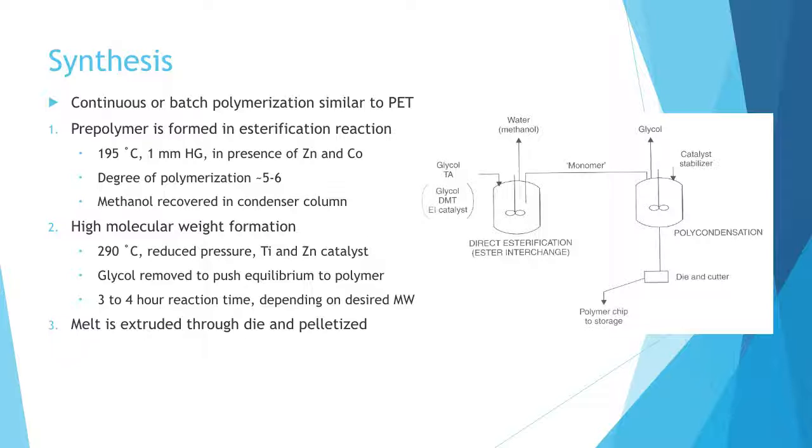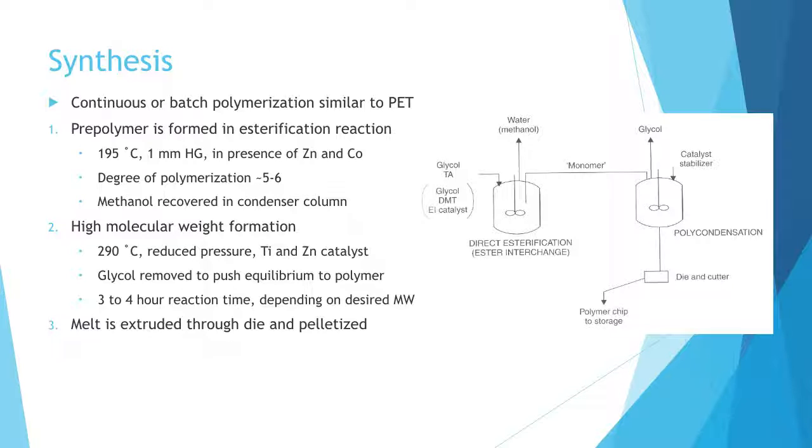The synthesis of PEN polymer is similar to many other polyester resins, and it can be done in either a continuous or batch polymerization unit. Initially, the prepolymer is formed in the esterification reaction where the NDC and ethylene glycol are mixed at approximately 195 degrees C at 1 millimeter of mercury in the presence of several different catalysts, most commonly zinc and cobalt. And at the end of this process, the degree of polymerization is around 5 to 6. During this, methanol is recovered via a condenser column and then recycled.